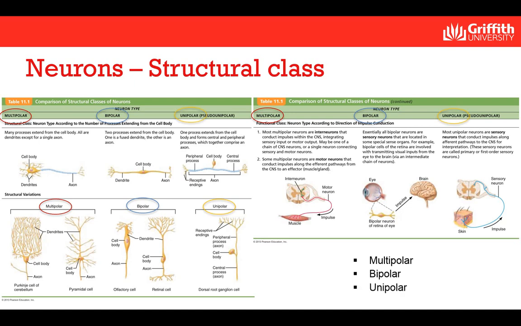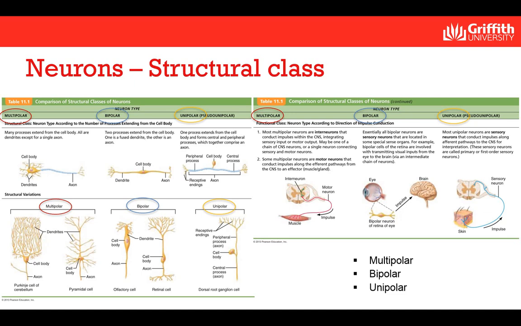The unipolar neuron has a cell body with a single process. However, this single process divides into a peripheral process and a central process that together comprise one axon. An example of a unipolar neuron is the sensory neuron that conducts afferent impulses towards the CNS for interpretation.